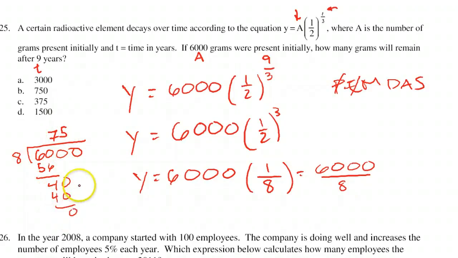We've got a remainder of 0. Then it goes in 0 times. And so we have a remainder of 0 also. So I can see automatically that this divided by this is 750. So by working that out, y is 750, which is B.